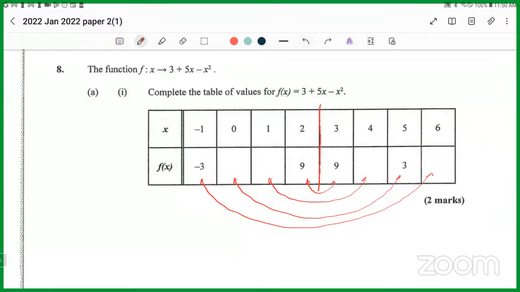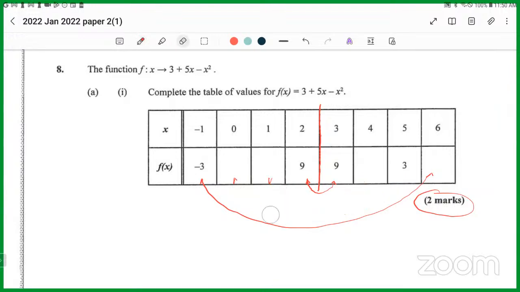So I know the symmetric nature of the function. A lot of the time you don't have to work out everything. If it's only 2 marks for the question, really and truly, you don't need to work out all the values if you use the symmetric nature of the quadratic function, which is also shown in the values.